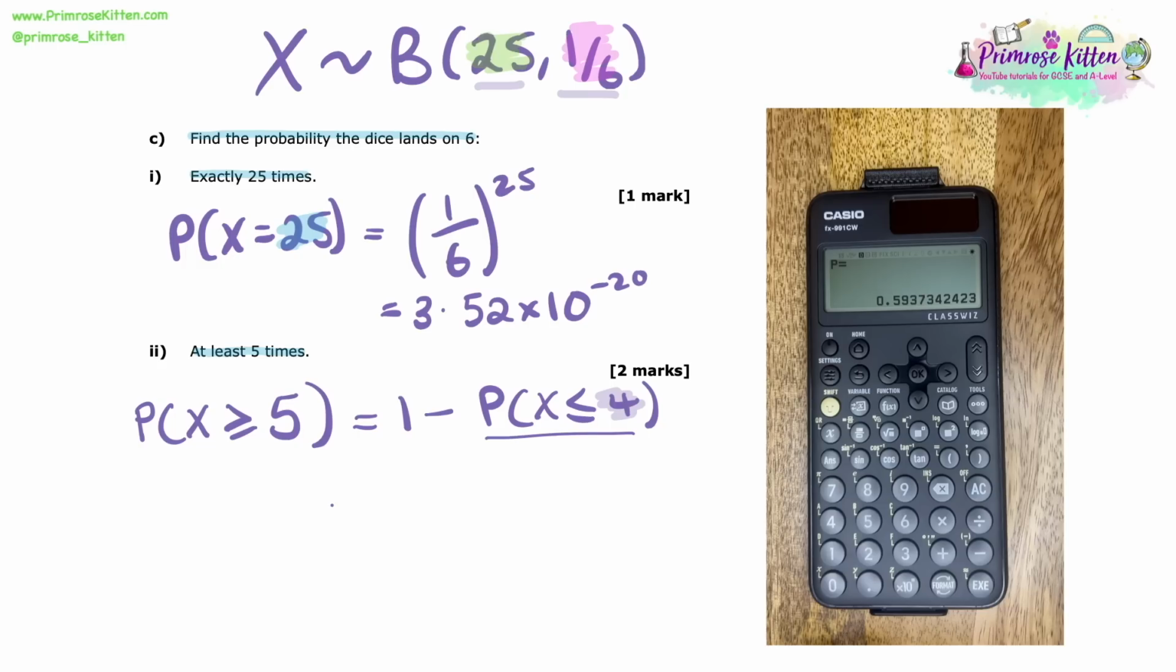So here then, the probability that x is bigger than or equal to 5 is equal to 1 minus 0.5937. Now, if I put that into the calculator, I end up finding that the probability that x is bigger than or equal to 5 is going to be equal to 0.4063. And that is our final answer.